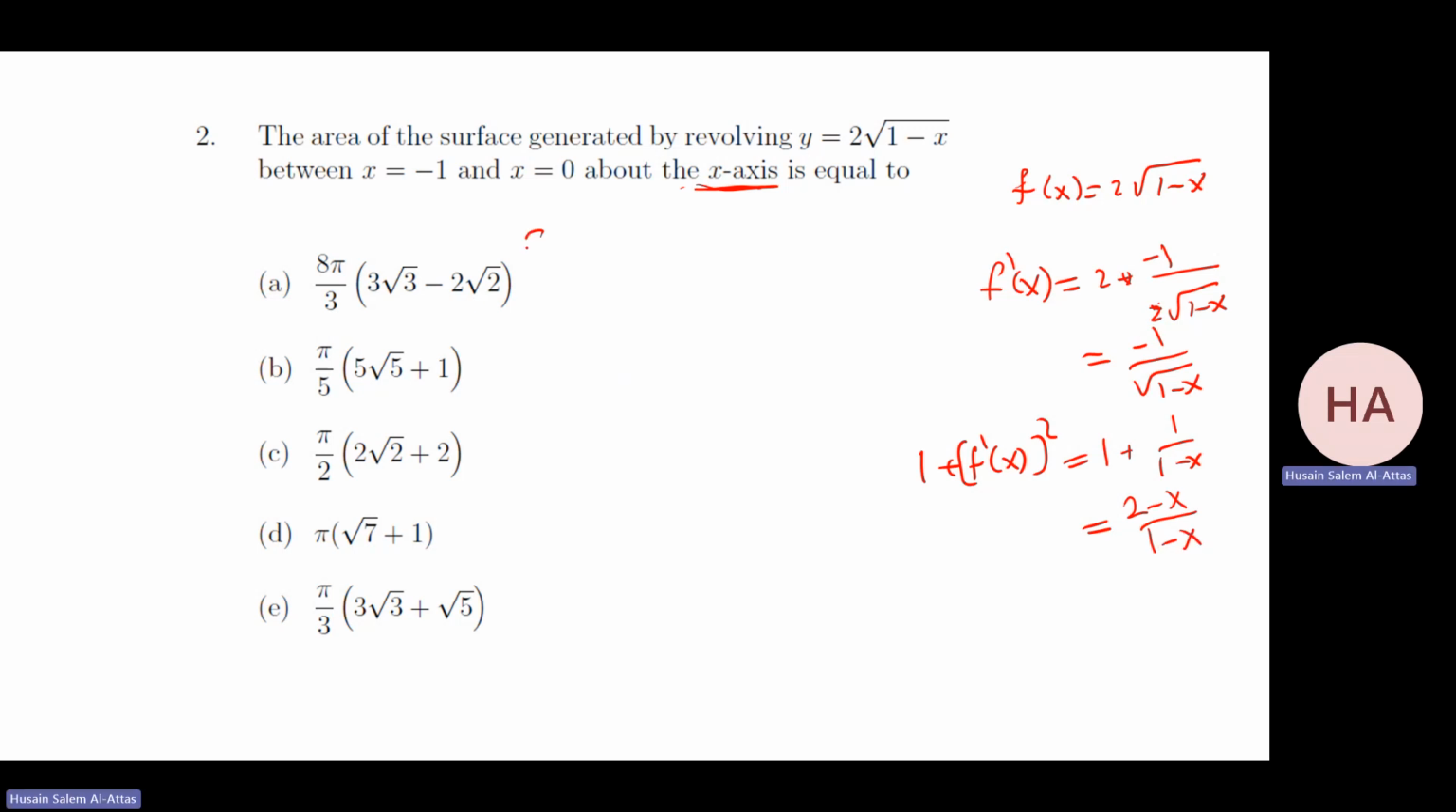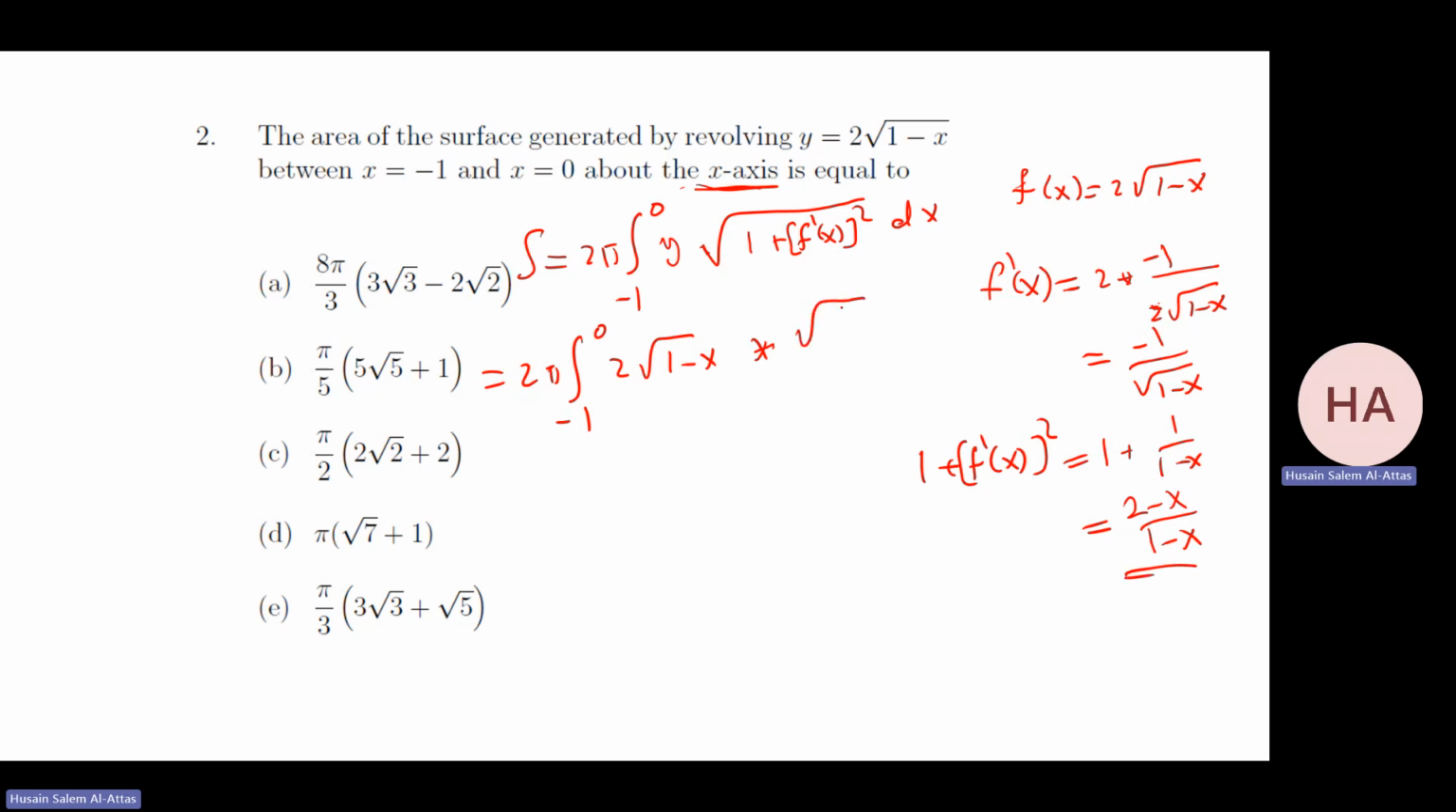Yeah, so S will be 2 pi from minus 1 to 0, y square root 1 plus f prime of x all square dx. Now, what is y? 2 square root 1 minus x. And this one under the square root, 2 minus x over square root 1 minus x dx. So this is cancelled. I have 4 pi outside, minus 1 to 0, 2 minus x to the power minus half dx.